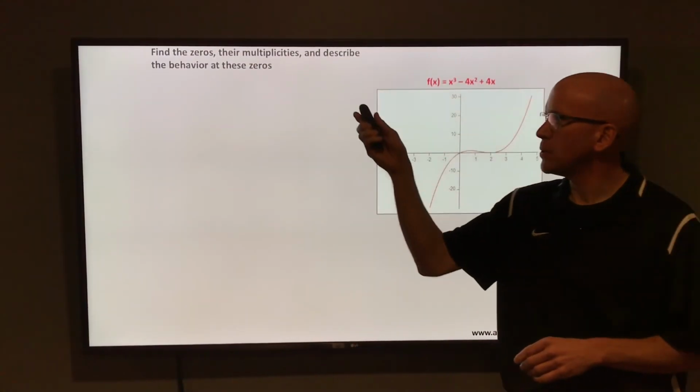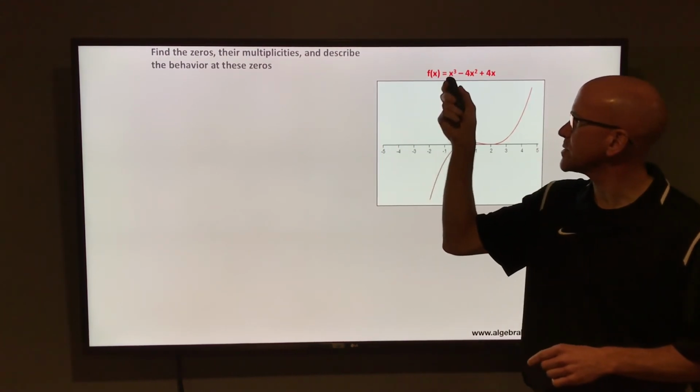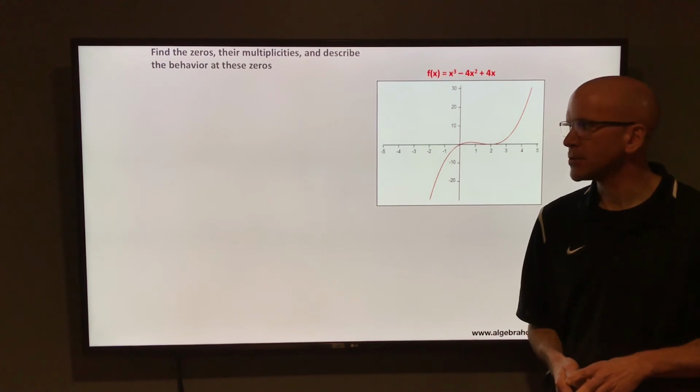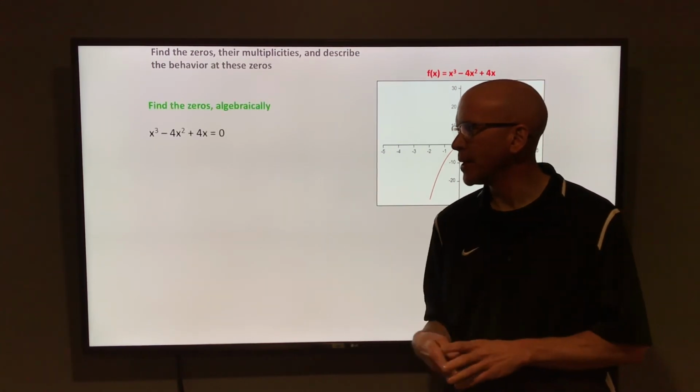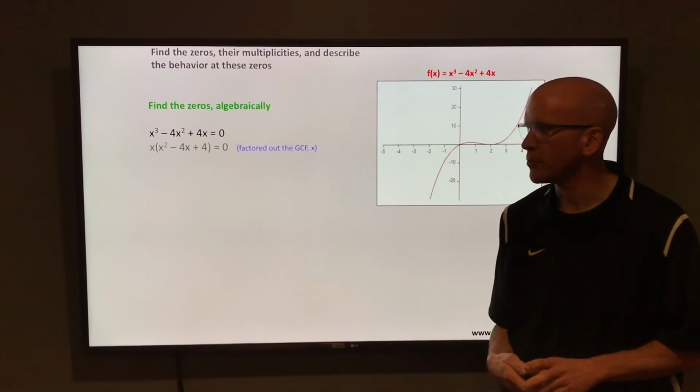We're going to find the zeros, the multiplicities, and describe the behavior at these zeros. F of x equals x to the third minus 4x squared plus 4x. That is the graph of that function. We're going to solve this algebraically. Look for a common factor that you could factor out. X is a common factor of those three terms.